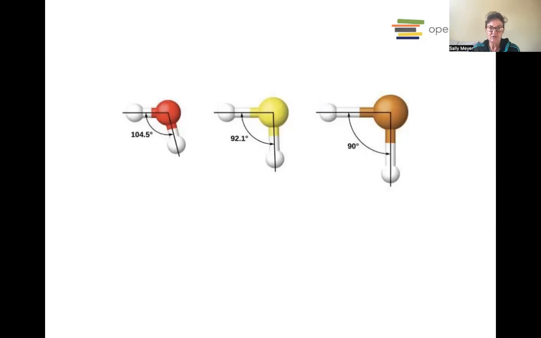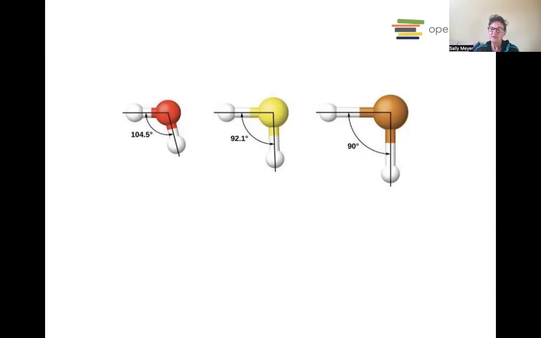Okay, so this is showing you that as you go down the periodic table, if you think about it, when you're at the top of the periodic table, the orbitals are pretty small. And so when electrons are in different orbitals, they really want to get far apart.